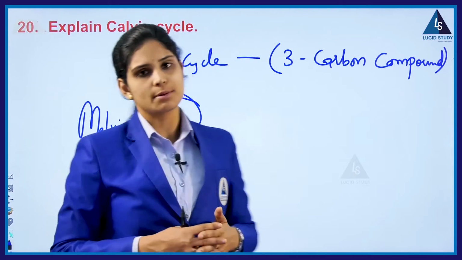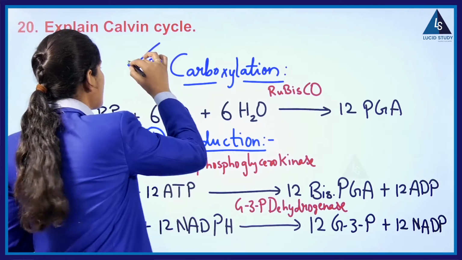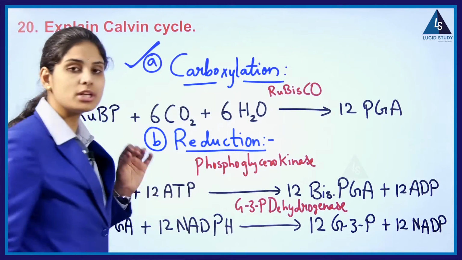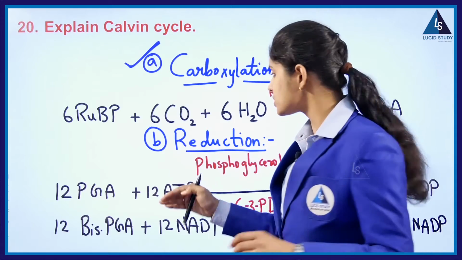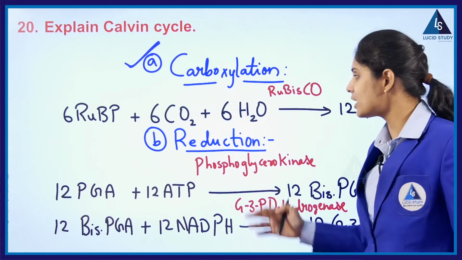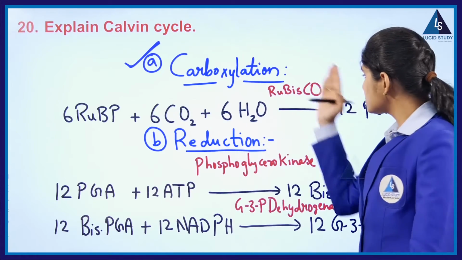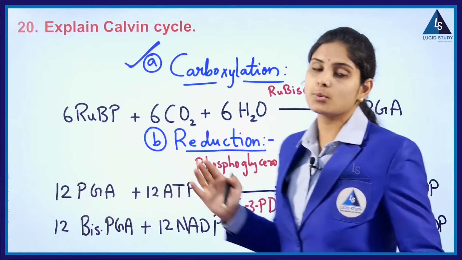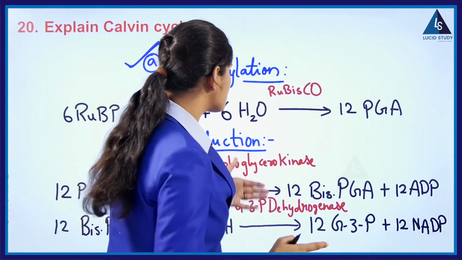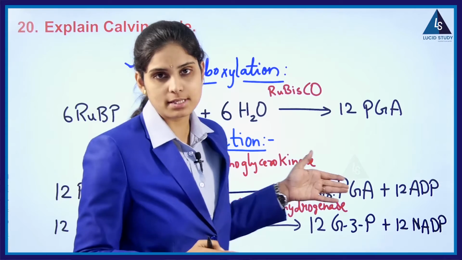So what happens in carboxylation? This is the first reaction, in which 6 molecules of ribulose 1,5-bisphosphate react with 6 carbon dioxide and 6 water molecules in the presence of ribulose bisphosphate carboxylase, which gives rise to the formation of 12 phosphoglyceric acid molecules.